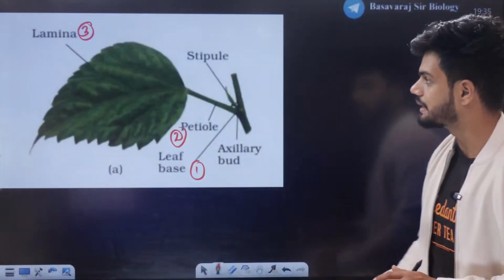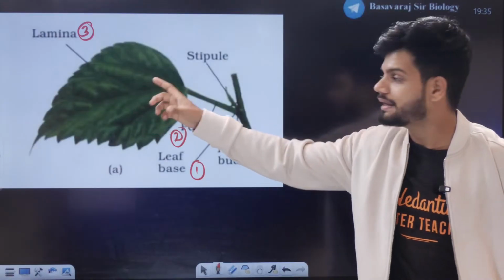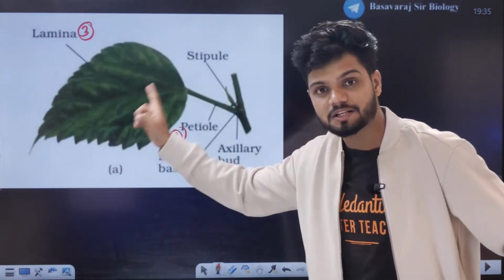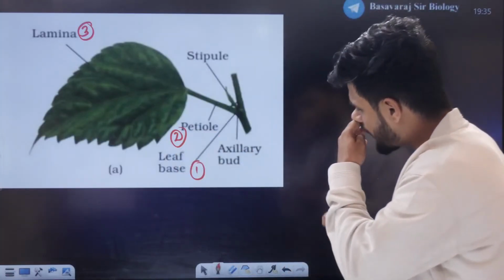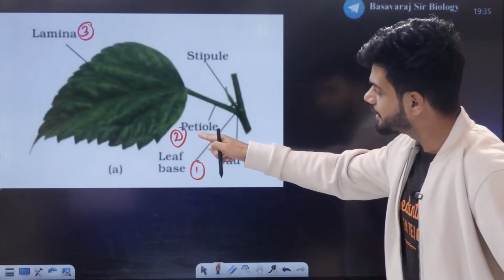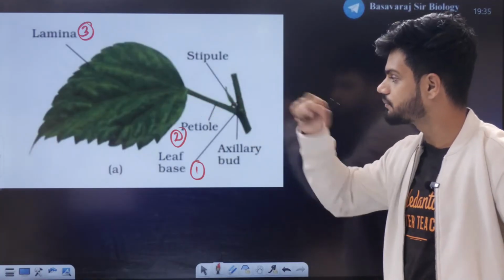Tell me. Lamina is the answer. Lamina is the broad part which is responsible for photosynthesis. Okay. Now, apart from that, what is petiole? Petiole is a stalk-like structure. You know, it's a stalk.